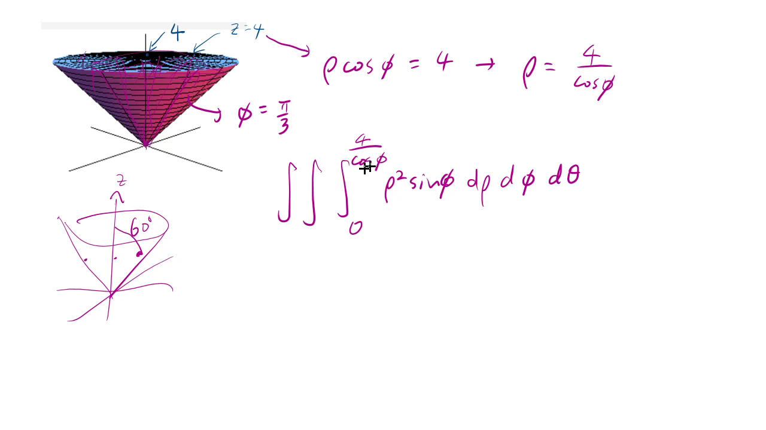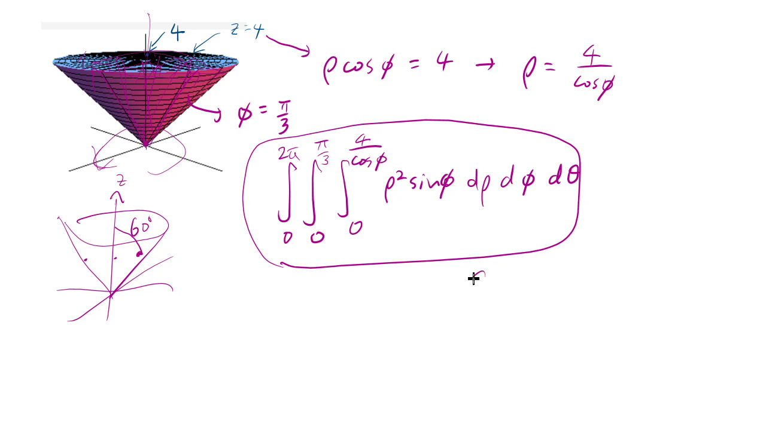rho from 0 to 4 over cosine phi. And then once you're done with that, for phi, there are some points that are right on the z-axis, so those will start with phi equal to 0, but the maximum you can go is phi equals pi over 3. And then for theta, that's the angle going in this direction, right? So you see that this is 360 degrees, so theta goes from 0 to 2 pi. So this will be the answer for the spherical case.